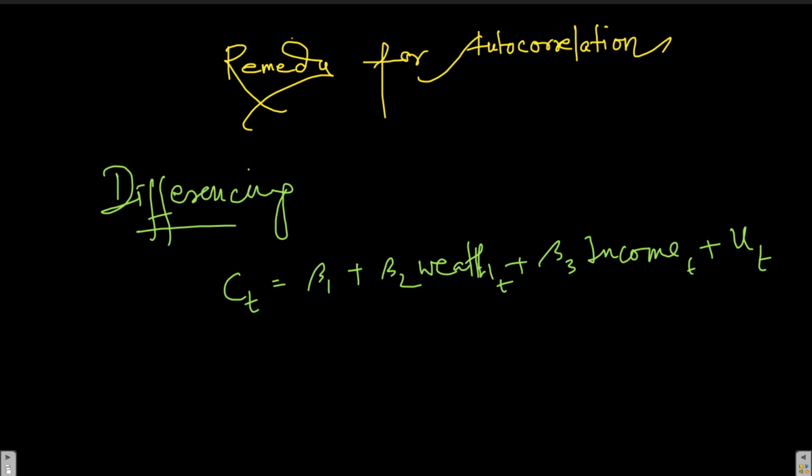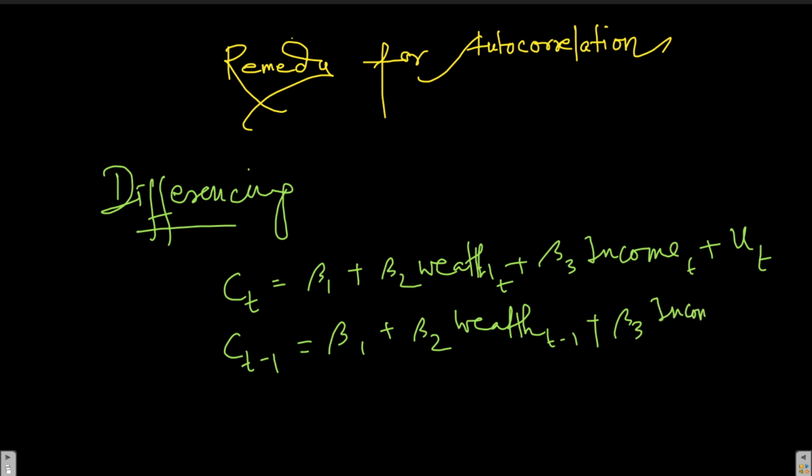So this is time series data. Now, if I take this model at the t minus 1th time, then it will be C_t minus 1 equals beta 1 plus beta 2 wealth t minus 1 plus beta 3 income t minus 1 plus U_t minus 1.